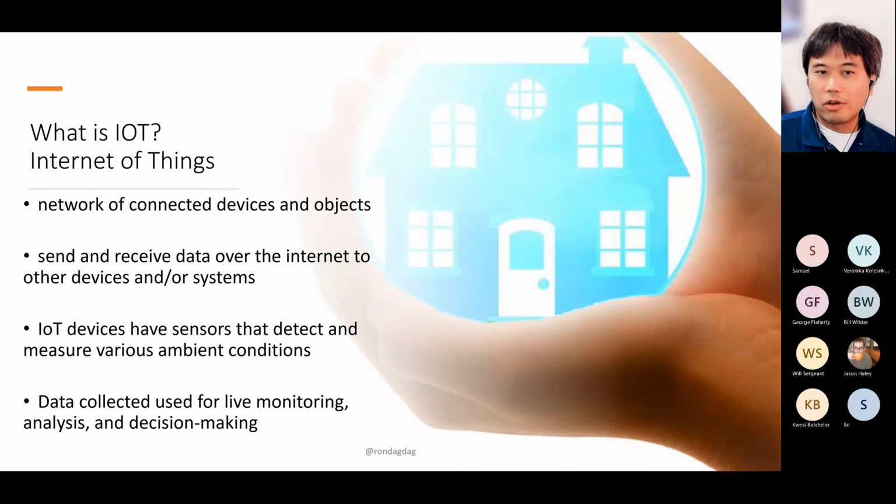So the Internet of Things is a network of connected devices and objects that allows you to send and receive data over the internet. Typically, it's connected to the internet or other device systems. An IoT device will have some sensors that can detect various ambient conditions, temperature, or other things, and then data is collected that is used for either live monitoring or some analysis. At the end of the day, it's business decision making.